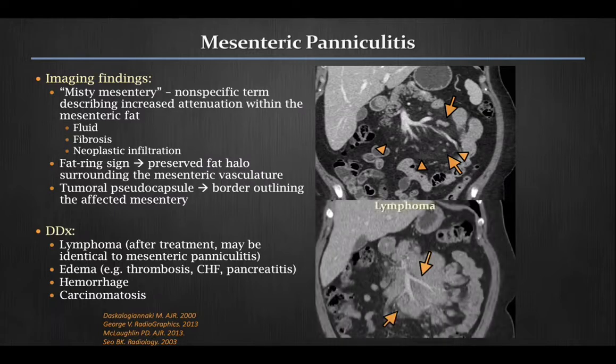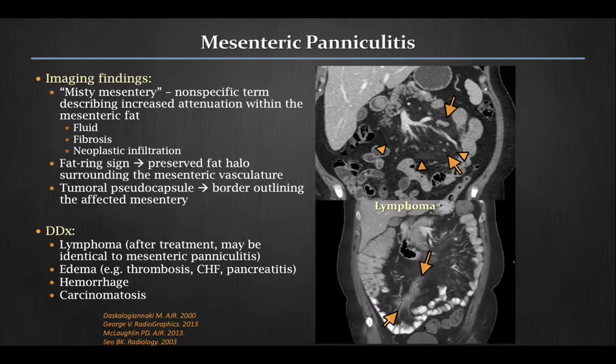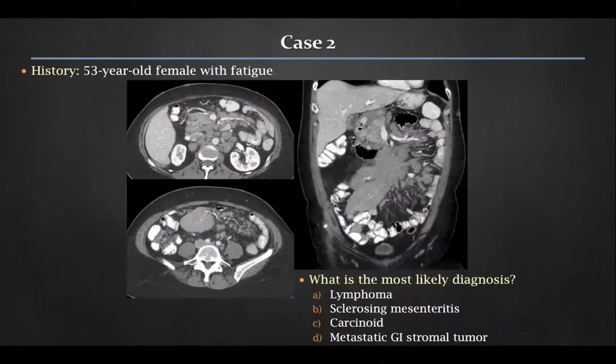So this is an example of lymphoma where it initially presents with bulky mesenteric lymphadenopathy, and then after treatment can have this more ill-defined soft tissue or fat stranding in the mesentery. So post-treatment can look identical to mesenteric panniculitis.